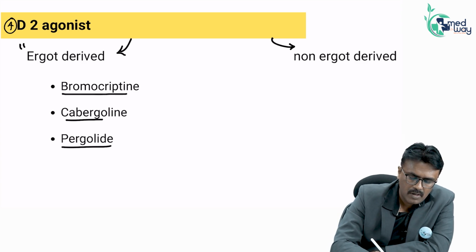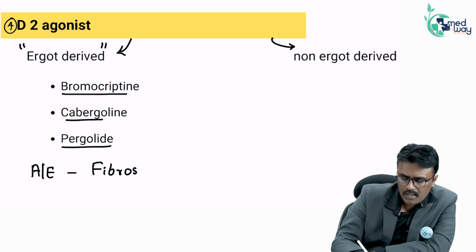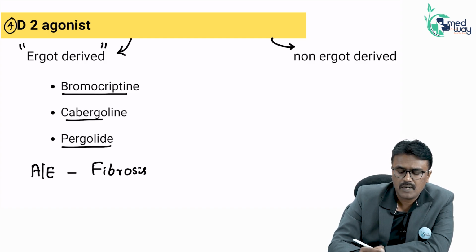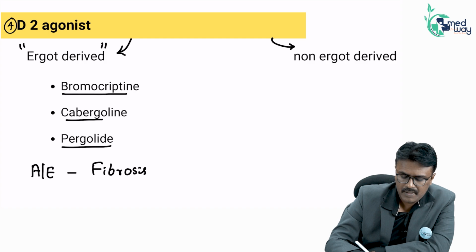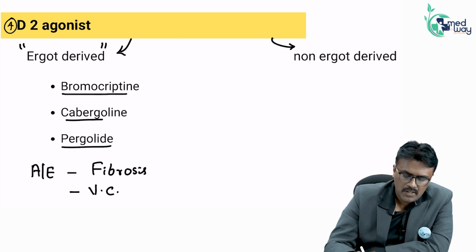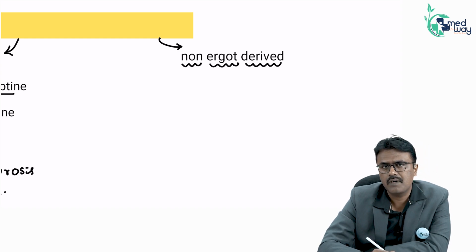But the problem with ergot derived drugs is they can produce certain adverse effects, that is they can cause fibrosis, particularly retroperitoneal fibrosis, then pericardial fibrosis. So that is a problem when you use them for a very long period. Second, since they are derived from ergot, they can cause vasoconstriction, and that becomes difficult to use in cardiovascular diseases. So that is why the discovery started coming with non-ergot derived D2 agonists.